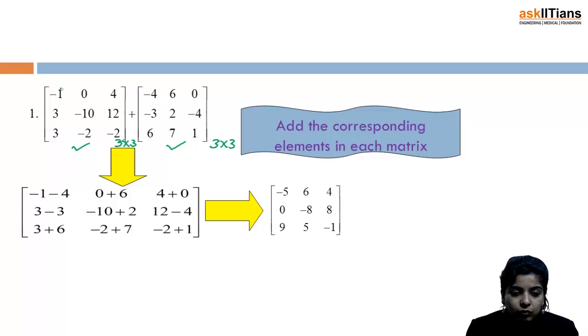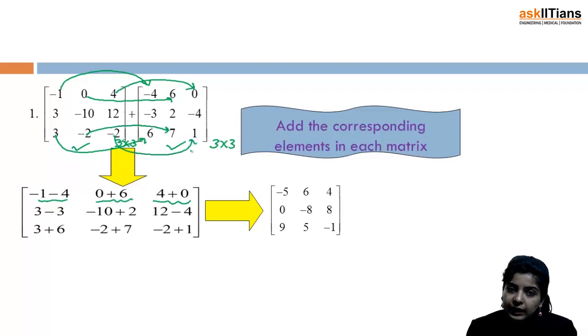When I add, this term gets added to this term, and this term gets added to this. So we have minus 1 minus 4, 0 plus 6, 4 plus 0. So on, this term gets added to this, and this term gets added to this. So this gives me this matrix. This is the simple answer.